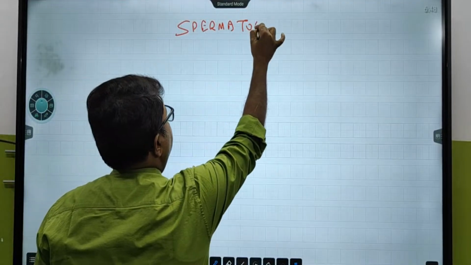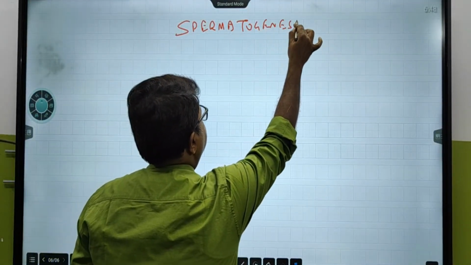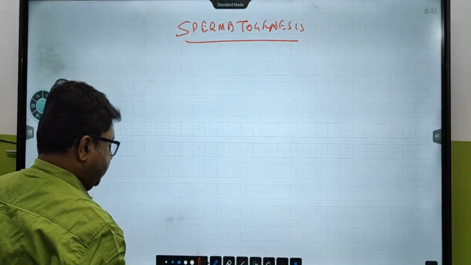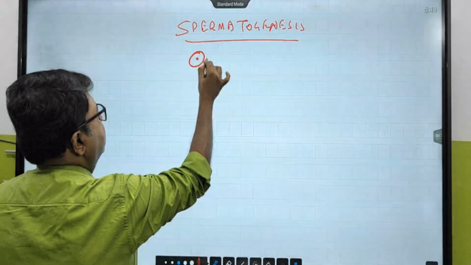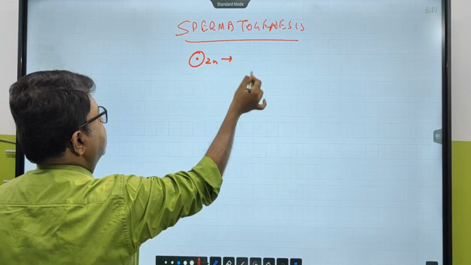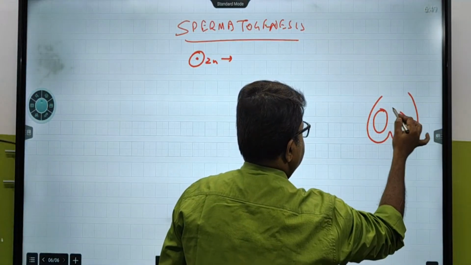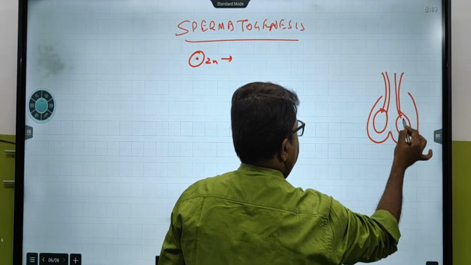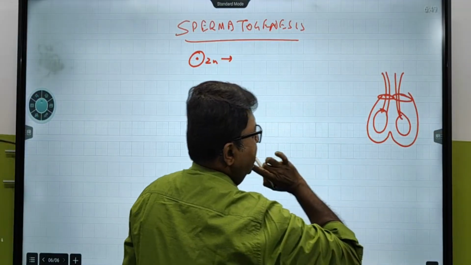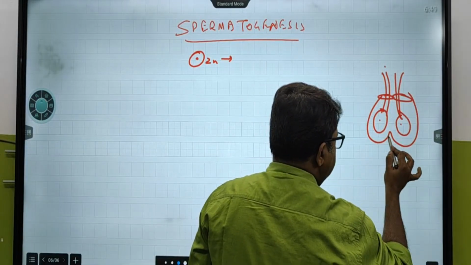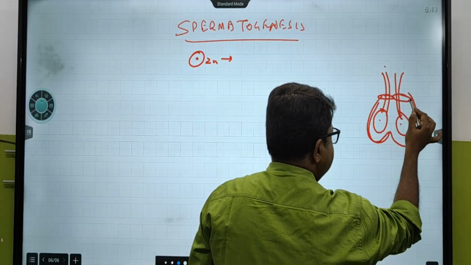Spermatogenesis. This takes place where? Inside the testis. Spermatogenesis in humans takes place inside the testis. And if this is the scrotum, with the two testes, this is a canal called the inguinal canal. The testis slowly descends down inside the scrotum.